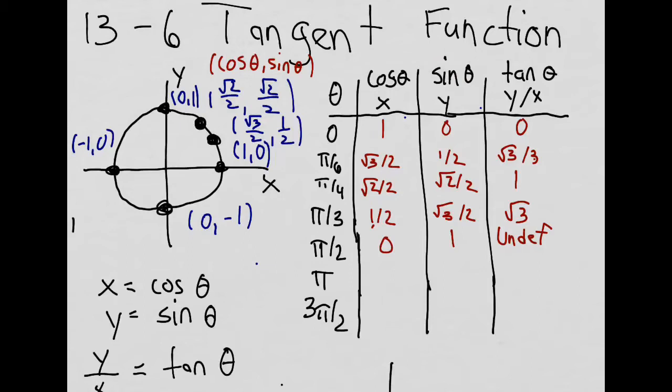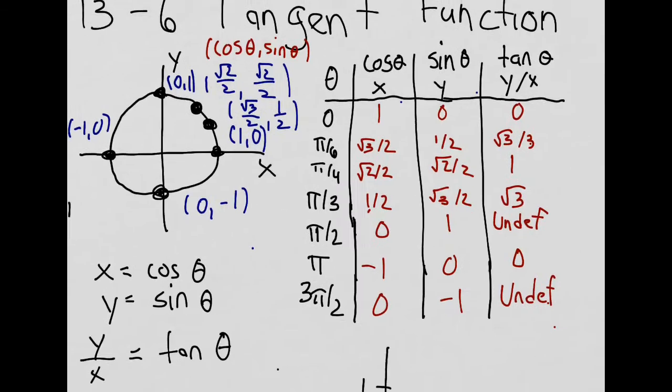Let's finish up the last two. So pi is right here. What is that? That is negative 1, 0. Negative 1 and 0. That's going to be, well, y over x. 0 over something is always going to be 0. And the last one, we're going to be at 3 pi over 2, 270 degrees. Again, that's flipped around again. That's going to be 0, negative 1. And here again, you're going to be undefined. Okay, so those are just some sample values.